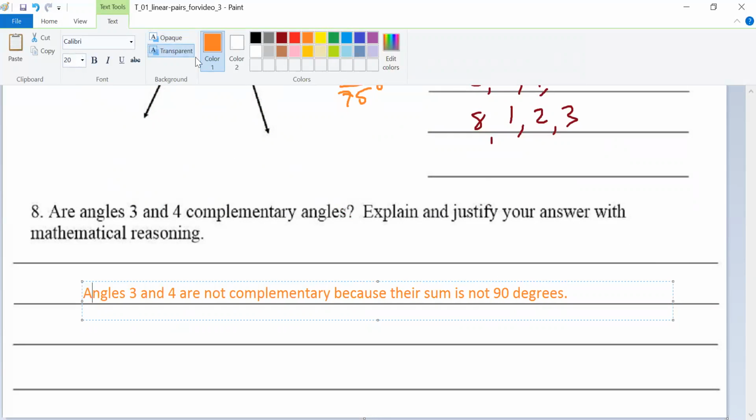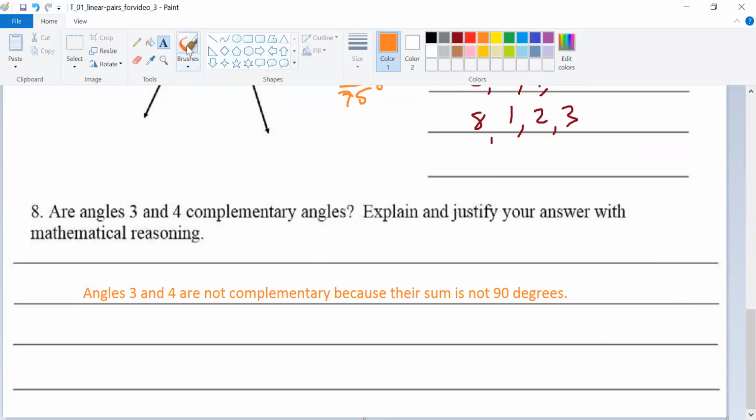And that is it. I think we're done with the page. That is linear pairs and supplementary angles and complementary angles.